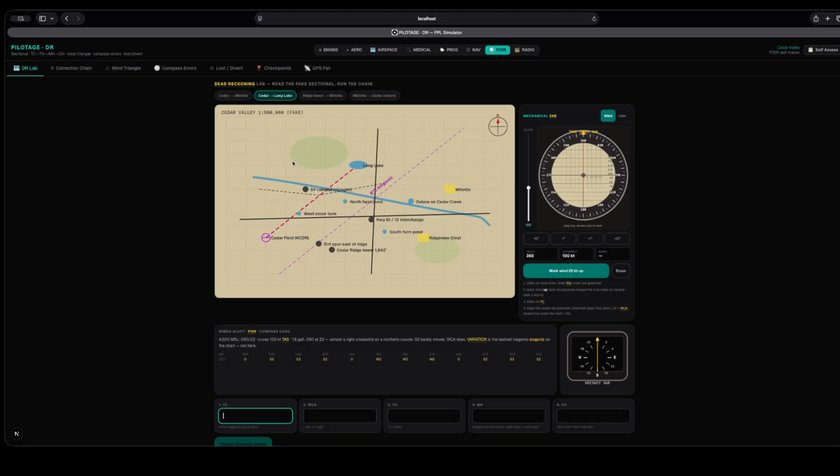In this one, we're navigating from Cedar to Long Lake. You can see we've got Cedar Field, KCDR, and we're going to Long Lake. That's one of our legs, and we're going to compute true course, wind correction angle, true heading, magnetic heading, and compass heading. All five, and then I'll explain along the way.